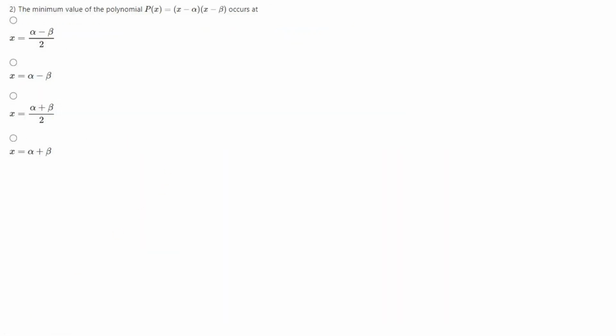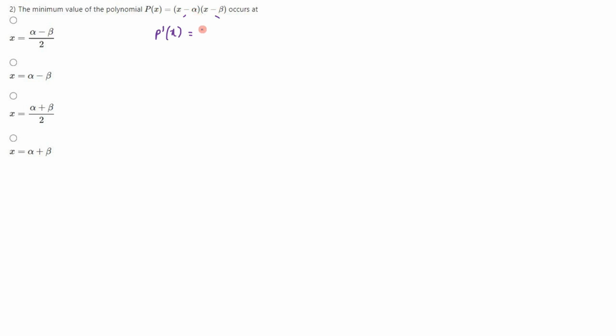Moving on, we have the minimum value of the polynomial p of x is equal to (x minus alpha) into (x minus beta). To find the minimum value, we have to first find the critical values, and from there we have to find the minima, right?